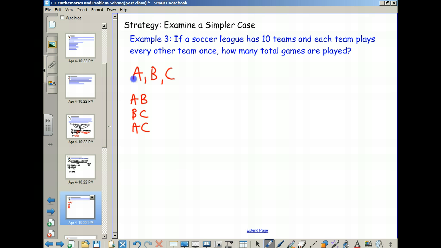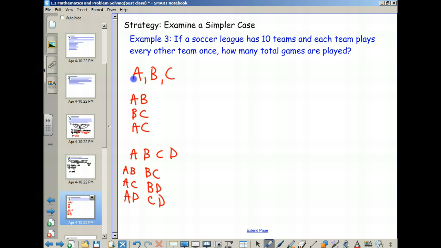Let's try 4 teams, okay? All right, so now I've got AB, I've got AC, and I've got AD, and I've got BC, and I've got BD, and I've got CD. Did I get them all? So now I have 6. So it's not just the number of teams. So I can't generalize that idea. Something else needs to be going on.